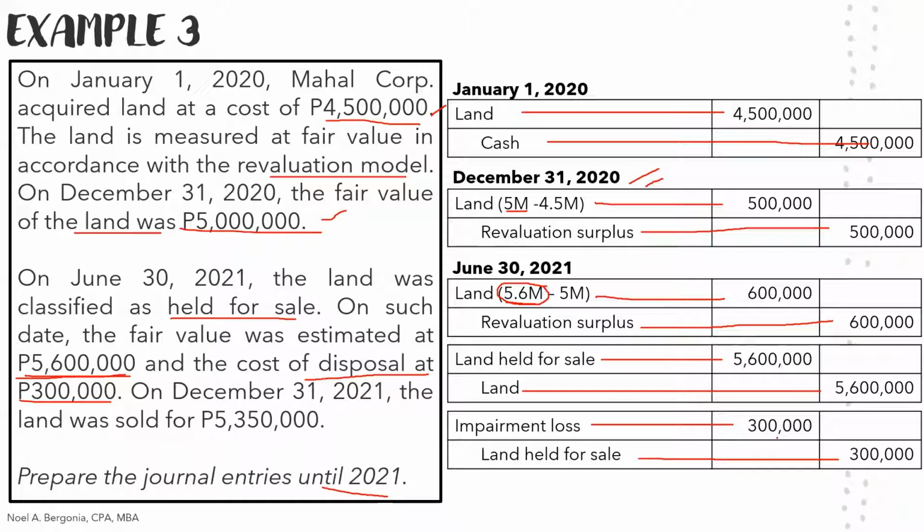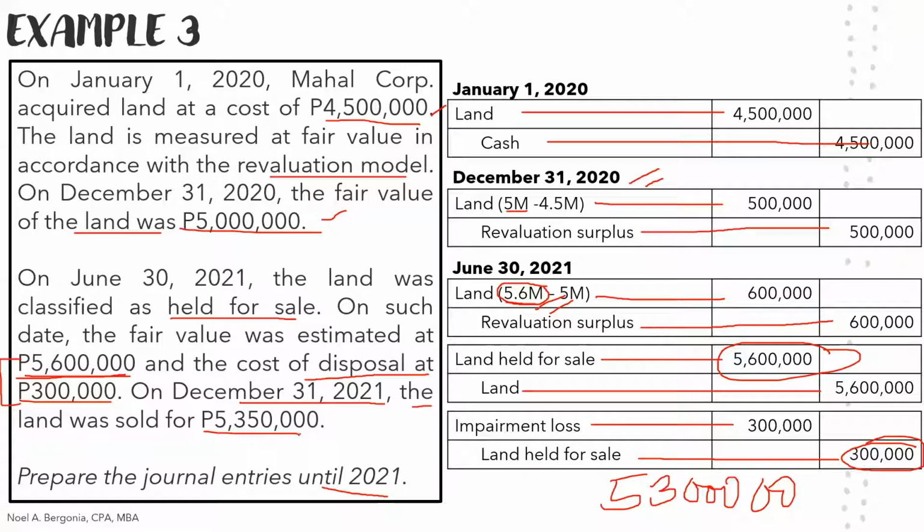So pag tinanong kita magkano na yung ating value ng held for sale na land on June 30, 2021 at after it was being reclassified, so you have 5,600,000 less 300,000. So it will now be 5,300,000. Kasi di ba mas mababa naman talaga yung 5,300,000 na fair value less cost to sell natin. Compared it with our previous carrying amount which is 5,600,000. Okay? So ayan, 5,300,000. Then on December 31, 2021, the land was now sold at 5,350,000.